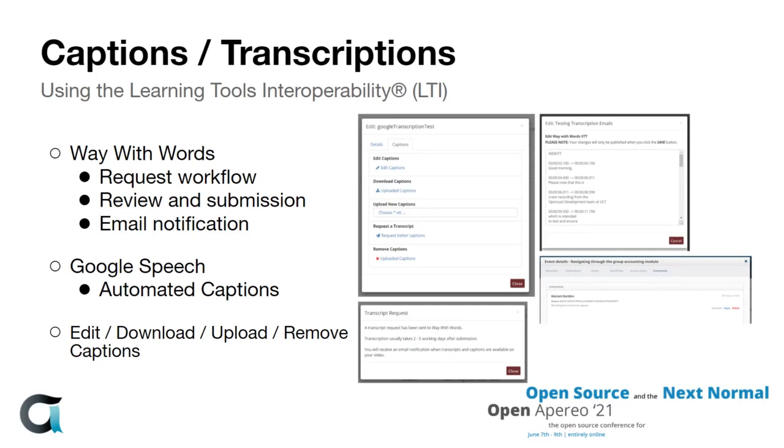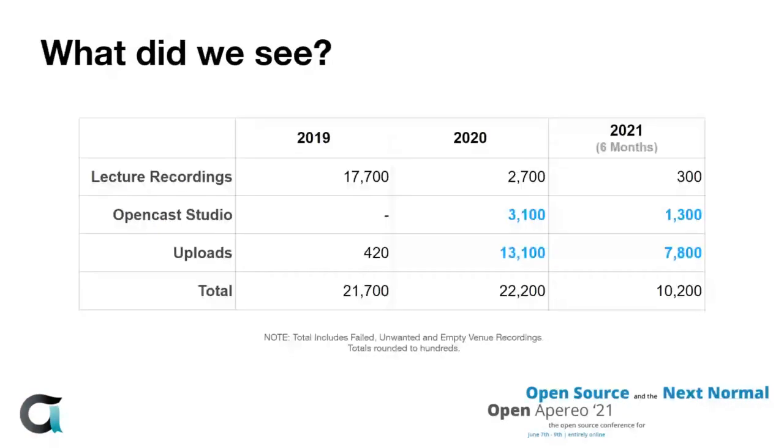So what did we see? In 2019, we did about 17,000 recordings. 22,000 recordings in total. A lot of that was standard face-to-face teaching in venues. But in 2020, we transitioned to more uploaded videos and Opencast Studio videos. And you can see in 2021, that trend continues.